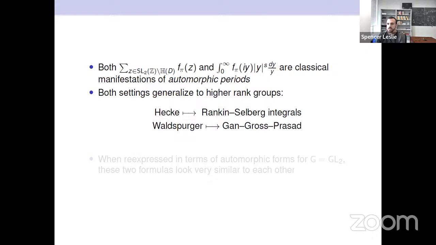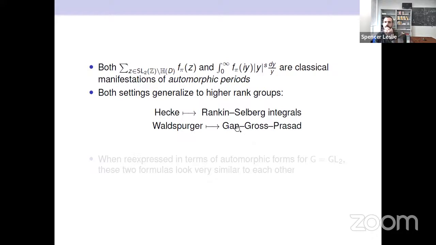And Walsh-Bourget's formula generalizes to the so-called unitary Gan-Gross-Prasad conjectures. And the study of the interrelationship between these is an incredibly active and important body of work.